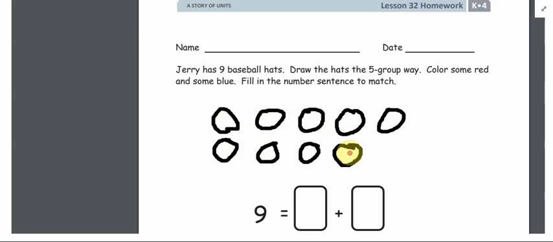Students already know how to draw the 5-group way, so it should not be an issue. But if it is, they can follow this format: 5 on the top and the remaining on the second row. Color some red and some blue.